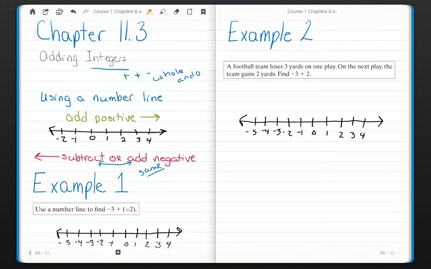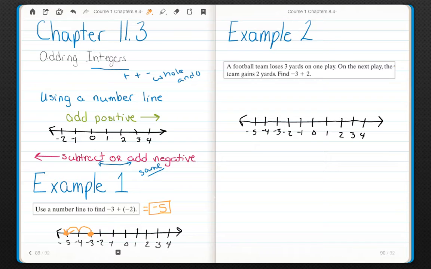Let's take a look at example 1, and let's use a number line to add -3 plus -2. I'm going to start here at -3, and I'm going to add a negative, which means I'm going to move left down my number line. I'm going to move left 2 times. So the answer to -3 plus -2 equals -5.